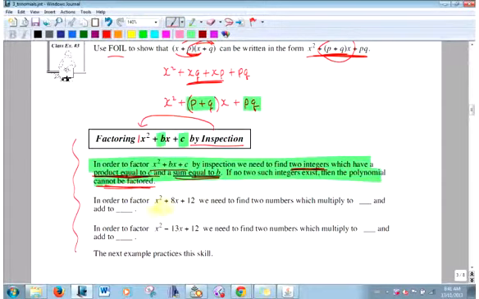All right, so this is what we're doing. There's a trinomial. First thing you need to do is find two numbers which multiply to C, that's 12, and add to B, that's 8. Does anyone know two numbers that multiply to 12 and add to 8?